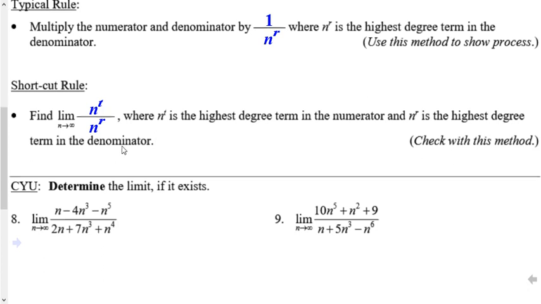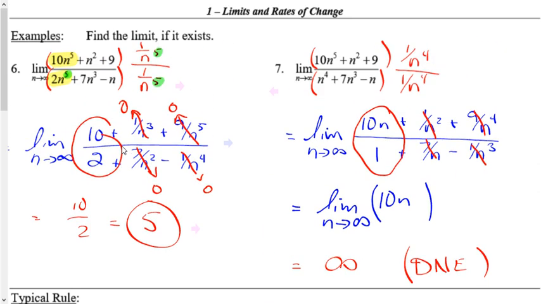We could have looked at that here for number 7, where, let's pick green, if I look at these two highest degree terms, then I can think of, well, what is the limit as n approaches infinity of 10n to the fifth over n to the fourth? Well, 4 of those cancel out, all of these cancel out, and we get this line here. So it gets us to this point quickly.